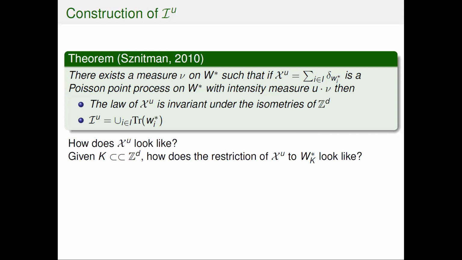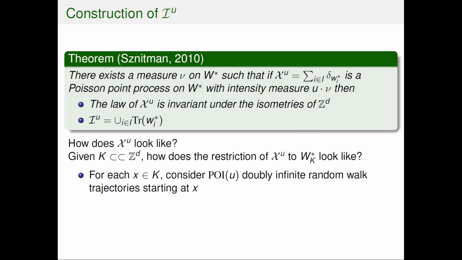Now this has a rather simple definition. This smaller cloud, the cloud that hits set K, can be generated in the following way. For each vertex of K, consider Poisson(u) number, so a random number, of independent doubly infinite trajectories, each of them starting at K. So for each vertex of the set, you put down Poisson(u) number of doubly infinite random walk trajectories. A doubly infinite random walk is like you run a random walk in the forward direction, but also you run a random walk in the backward direction.